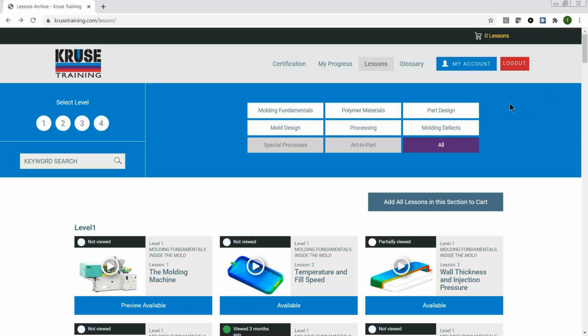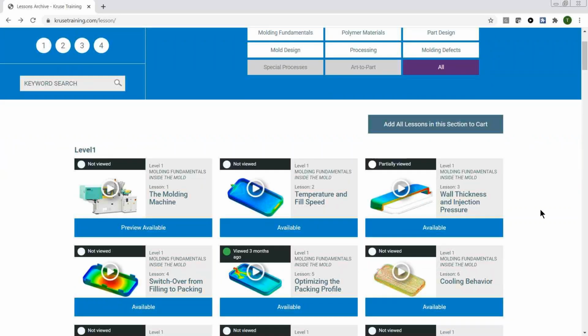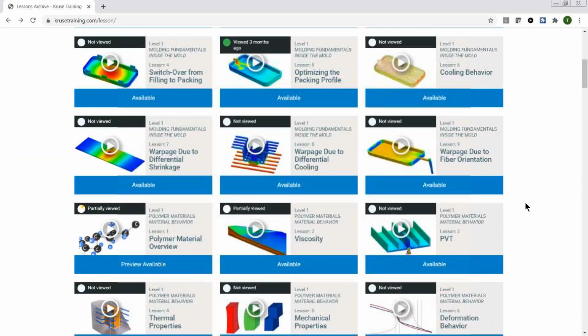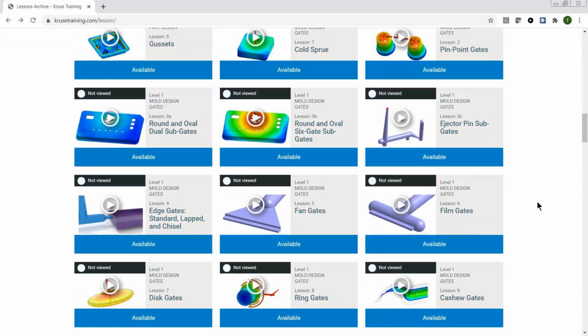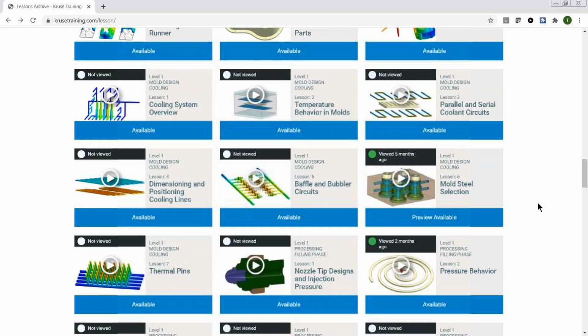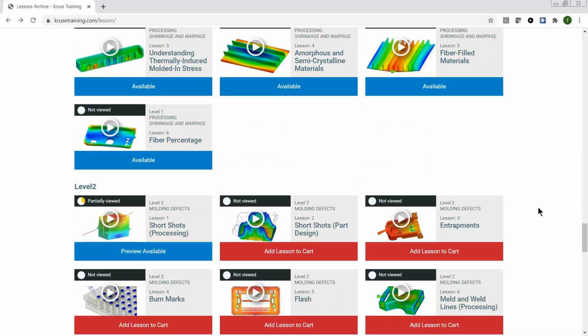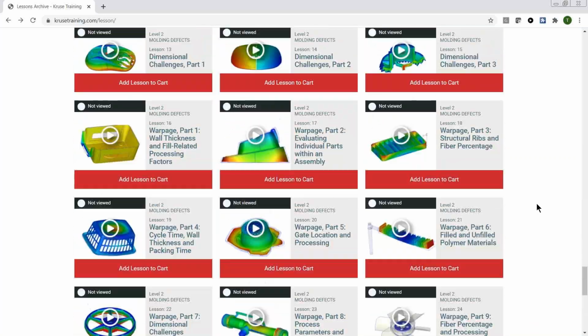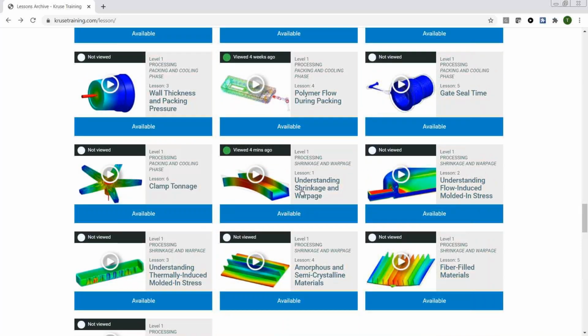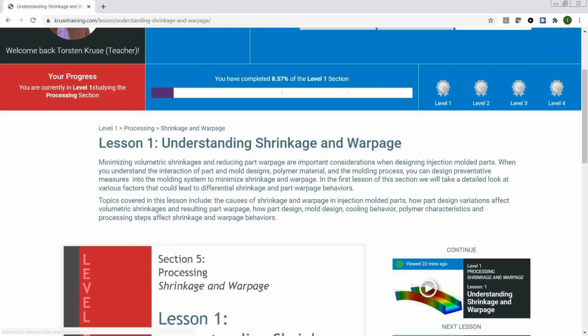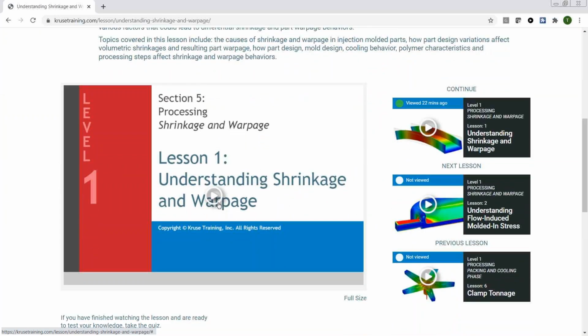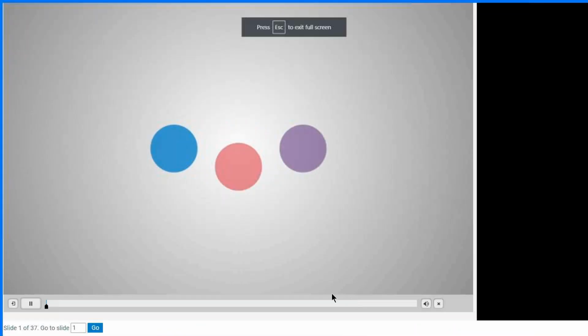And let's get started. Here's our program. I have logged in, of course, and let's find the lesson for today. Let me see where it is in the lesson lineup. All of these lessons, as you can tell here, are available. Right here. Okay, that's the one we want to discuss today: Understanding Shrinkage and Warpage in Molded Parts. So let's get started.